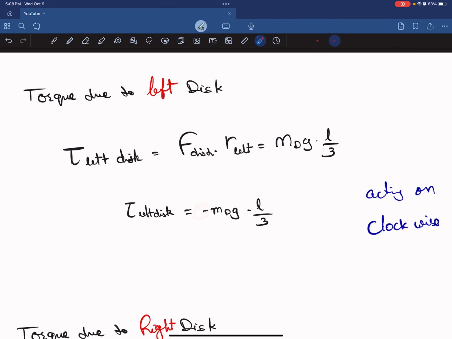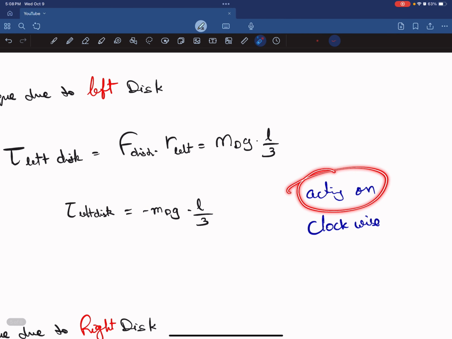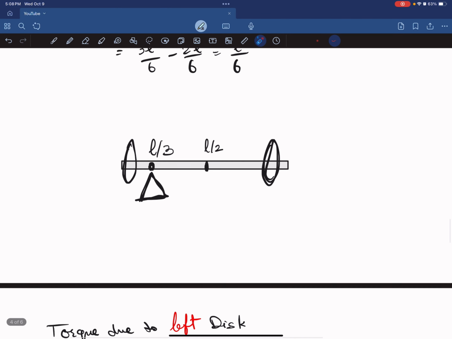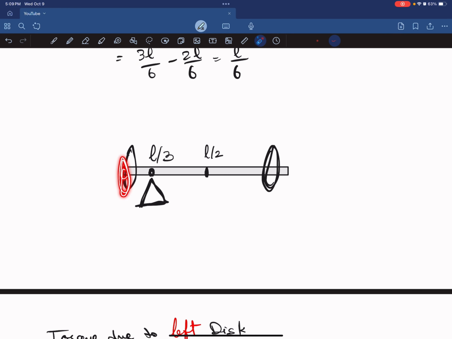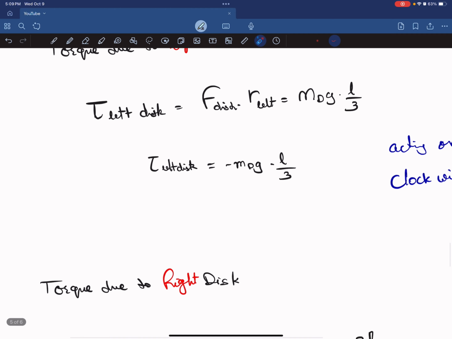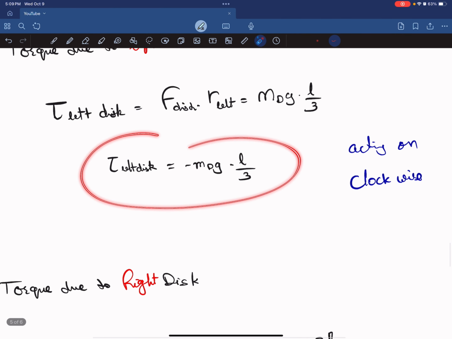So why is there a negative sign? The torque acting on the left disc is in the clockwise direction. When you release this whole system, the force acting on this side goes in this direction, which is the clockwise direction. So we take this as a negative sign.